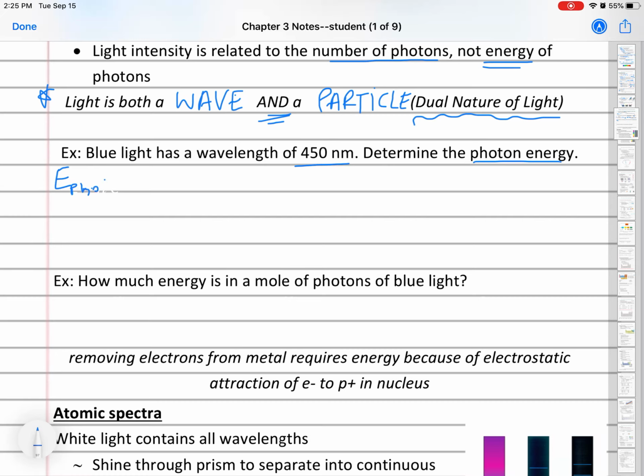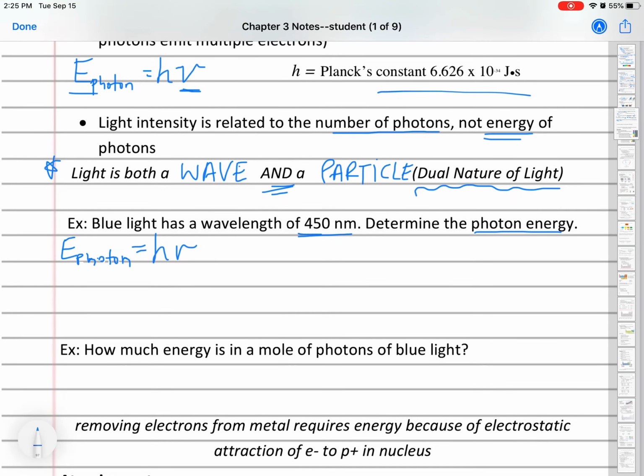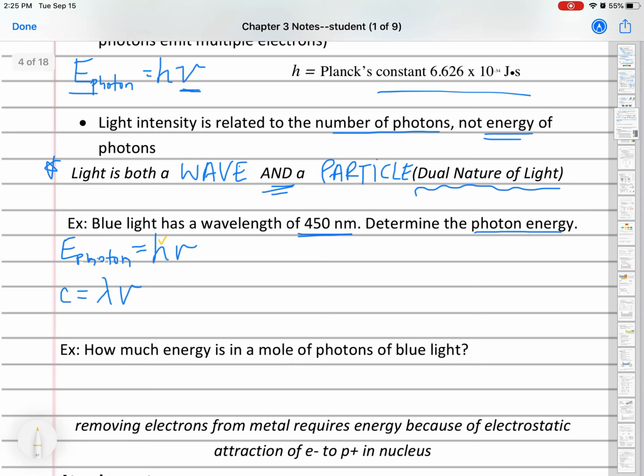So we have Einstein's equation. The energy of the photon is equal to Planck's constant times the frequency. All right. But we were not given the frequency. We were given the wavelength. We did have an equation earlier that said that the speed of light is equal to the wavelength times the frequency. All right, so we've got these two equations. What information do we have? Well, h is a constant and c, those are constants that we look up. Planck's constant and the speed of light, all right?